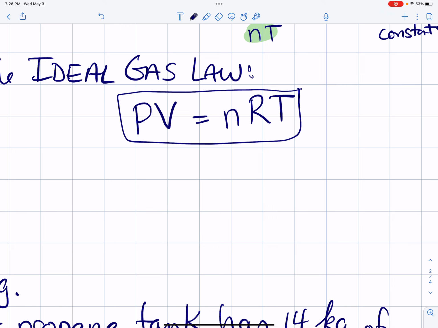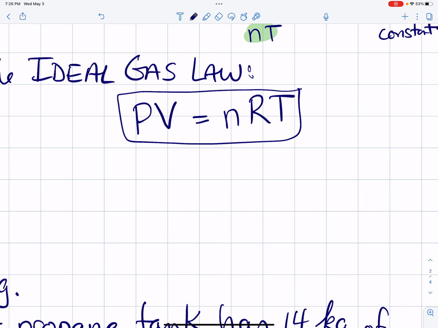Now, because they're not changing and we have just one of each variable, the units are now kind of important. Before, we said we could use any pressure units as long as they were the same for P1 and P2. The same thing for volume. We could use any volume units up above as long as they were the same for V1 and V2. In the ideal gas law, we've only got one of each variable. So the units are now very important to remember.